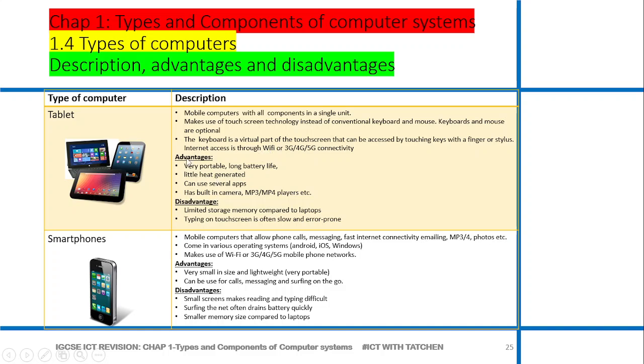Now, what are some advantages of tablets? They are very portable. They have long battery life. They generate little heat. You can use several apps, and they have built-in camera, MP3 players, etc., which is not the case in most desktops. So these are advantages to this type of computer.